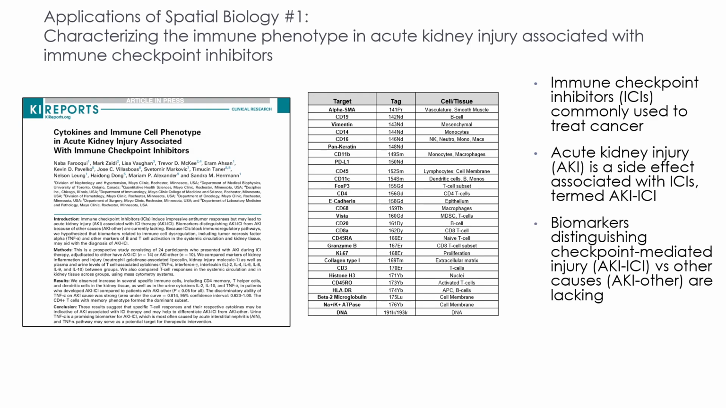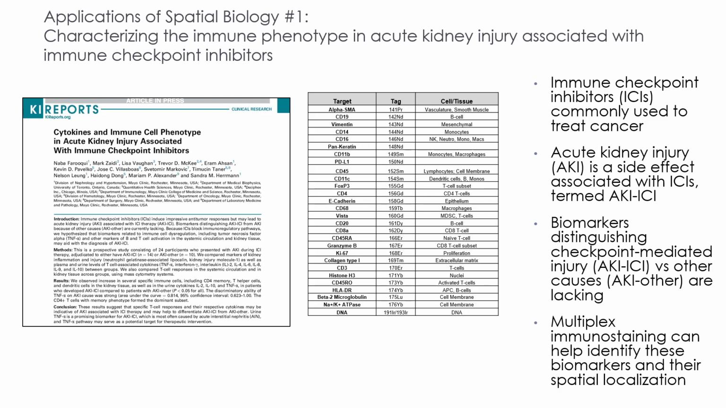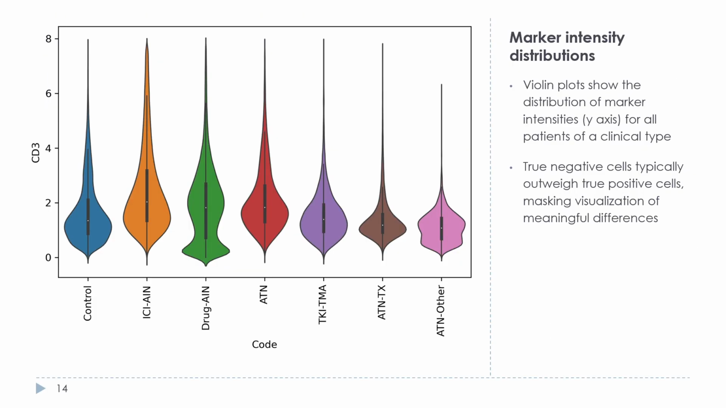Prior studies have yielded a panel of potential biomarkers indicative of acute kidney injury caused by immune checkpoint inhibitors, and having the ability to characterize the immune landscape using these markers can actually identify the biomarkers relevant to differentiating acute kidney injury caused by immune checkpoint inhibitors relative to other causes, and fundamentally yielding a more promising prognosis for the patient. So as previously shown, we can segment our cells and begin visualizing marker expression patterns across different disease categories of interest.